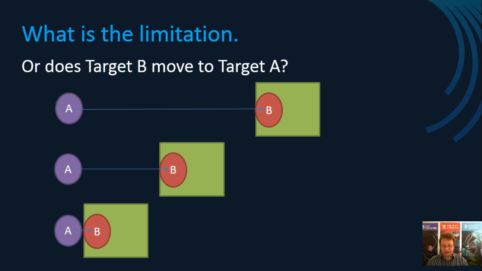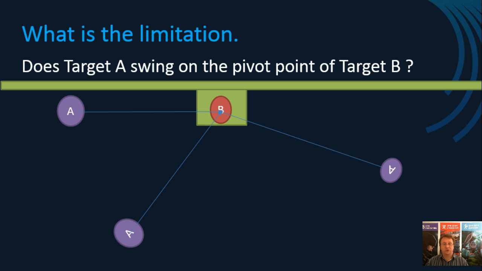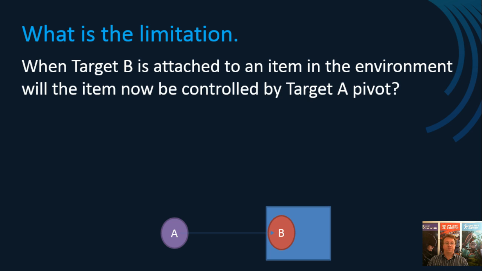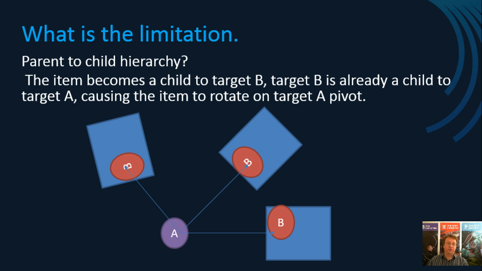So you could even break the grappling gun into the core, secondary, and tertiary, to see different levels. So you might start with a grappling gun that does only fire, and you might be able to swing instead of moving objects or you getting closer to those objects. So does target A swing on the pivot point of target B? When target B is attached to an item in the environment, will the item now be controlled by target A's pivot point? So parent to child hierarchy. The item becomes a child to target B. Target B is already a child to target A, causing the item to rotate on target A's pivot.